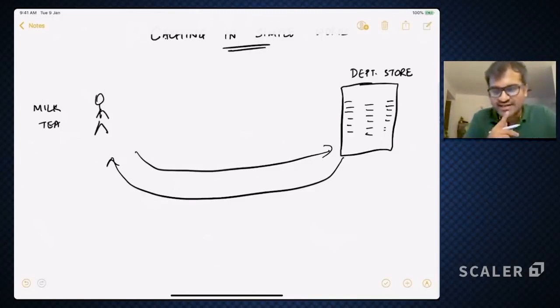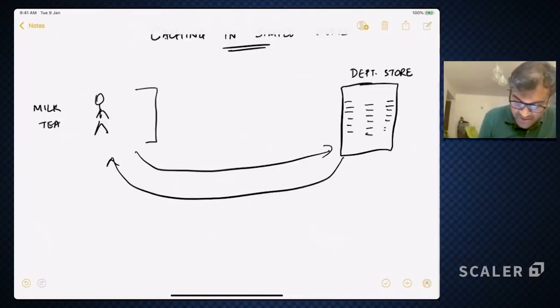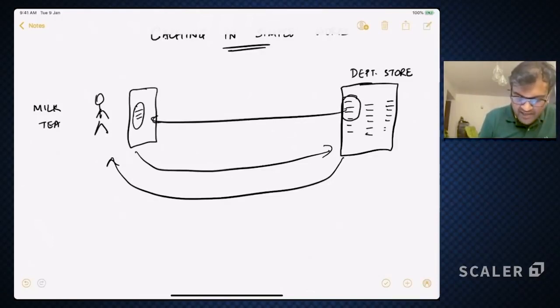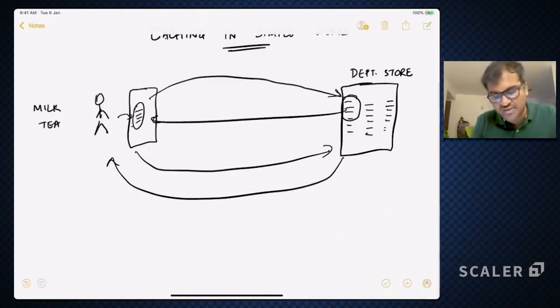However, one thing which strikes me is, I can buy a refrigerator. I can buy a fridge which stays in my house only, where I can buy a few milk cartons at a time and store them here. And when I'm making milk tea now, as long as there is some milk present in the fridge, I can use it from here. If there is no milk present in the fridge, then I go to the department store and buy the next set of cartons of milk.